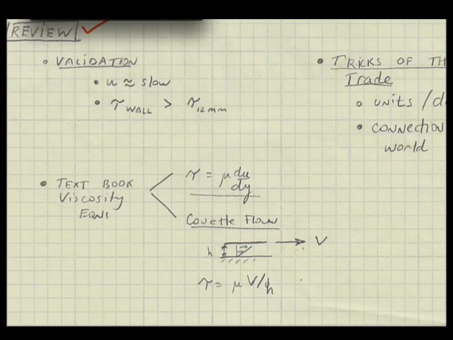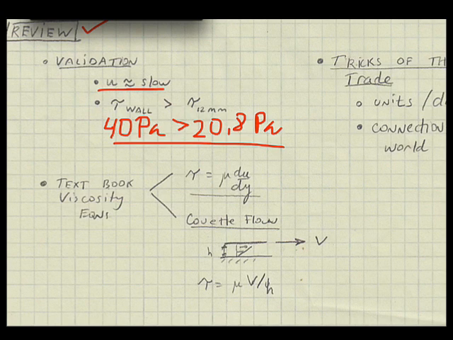Let's review the solution. The fluid velocity was slow. This was expected because glycerin is a very viscous fluid. The shear stress at the wall, which was 40 pascals, was greater than the shear stress at 12 millimeters, which was 20.8 pascals. And this was expected because the velocity gradient at the wall is greater than the velocity gradient midway in the pipe.